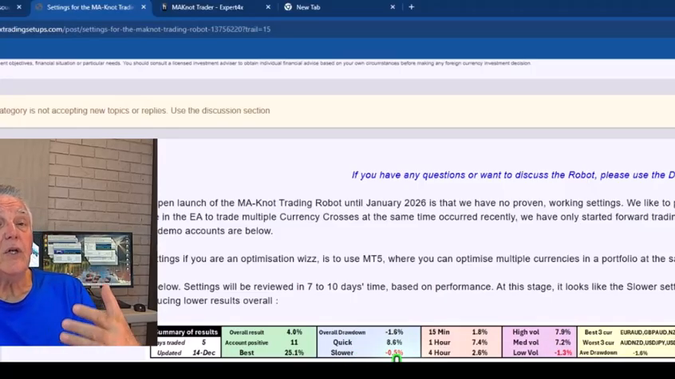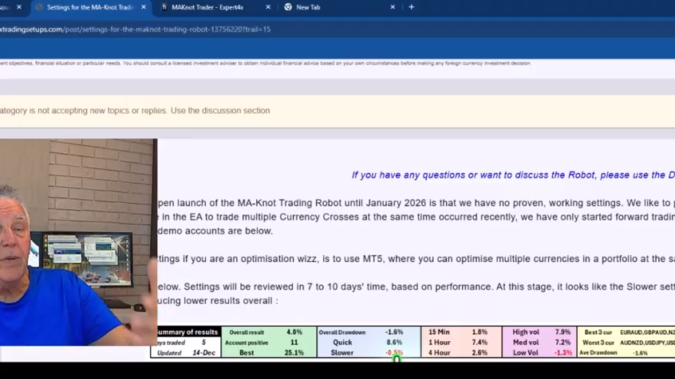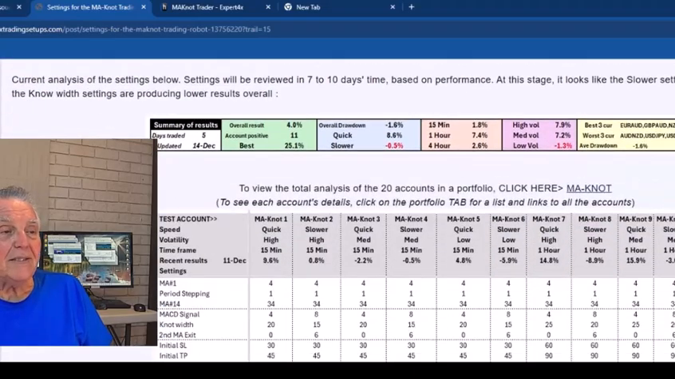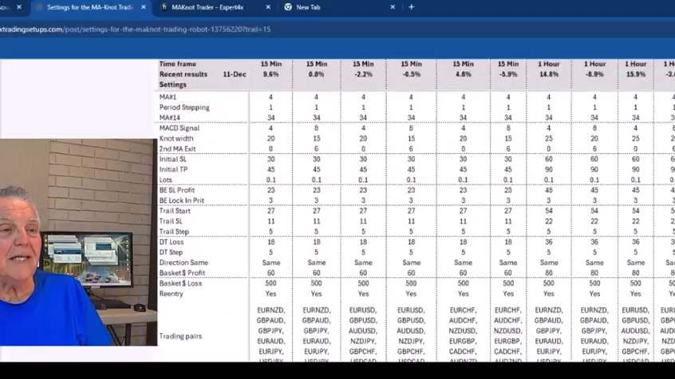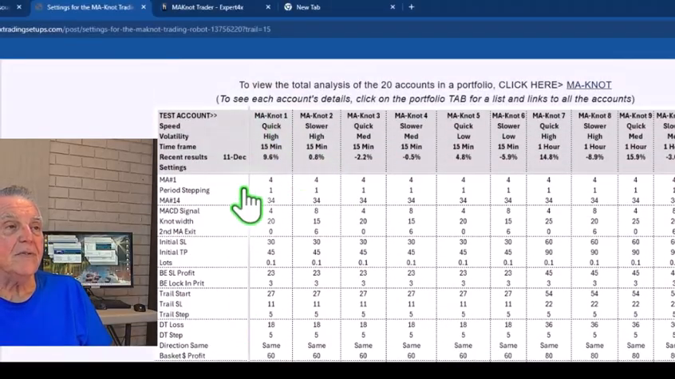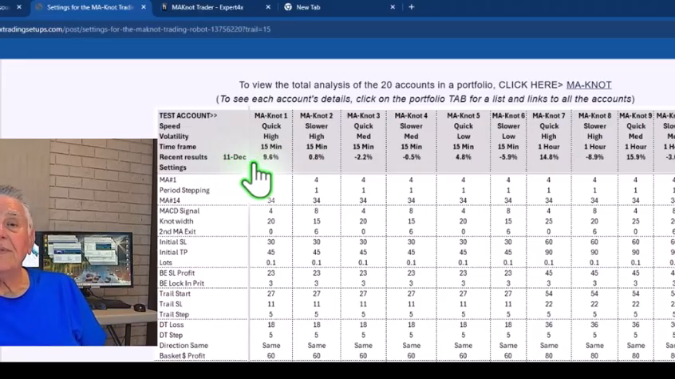So we've already learnt a lot after 1 week, and we will be changing the settings that you see below because of that. And there are the particular settings. There's the first 10 and there's the second 10, and you can see they're pretty comprehensive settings. There are the results as at the 11th of December. We'll be updating them regularly. You can see the actual results, and you can see which settings are working and which ones don't.